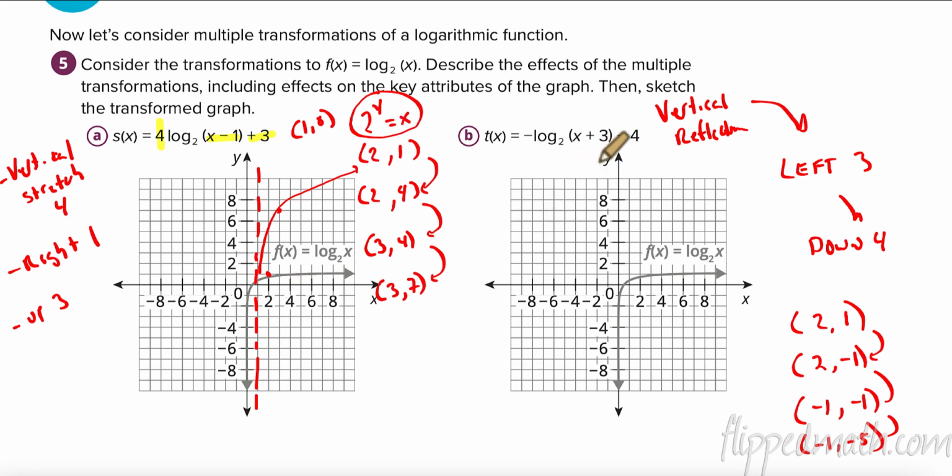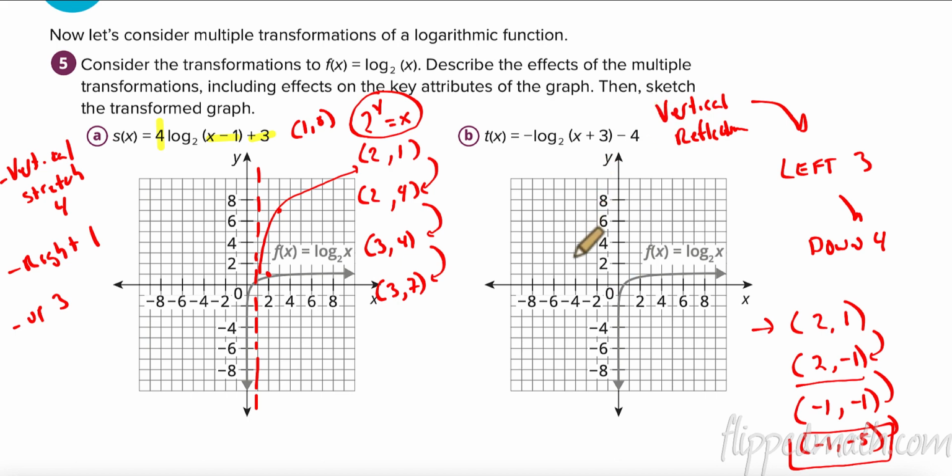So let's do this one. I have a vertical reflection. I have left 3. I have down 4. Our first point is the same. So when I'm at x is 2, I'm at y is 1. All right. So now I'm going to have a vertical reflection. So now I'm at 2, negative 1. My y vertically reflects. I went left 3, so 2 minus 3 is negative 1, negative 1, and down 4. So my new point would be at negative 1, negative 5. That's kind of my reference point. That's what I'm going to use.